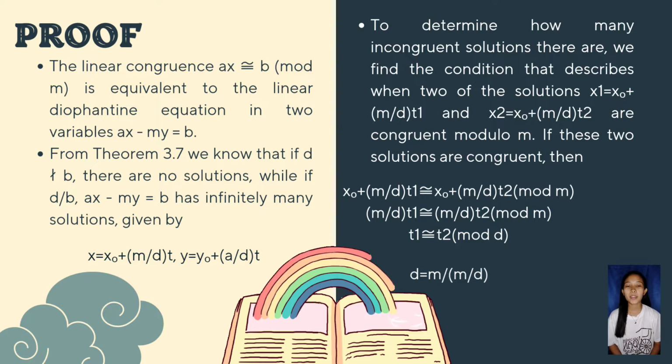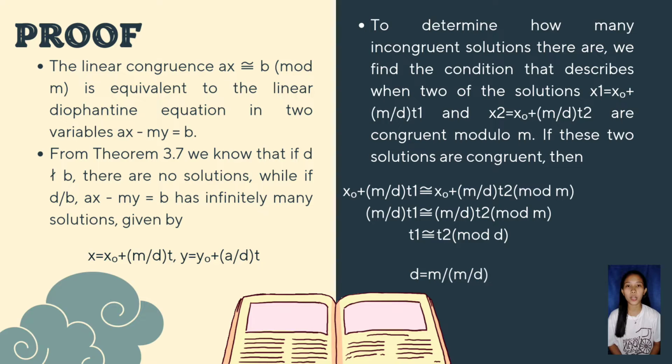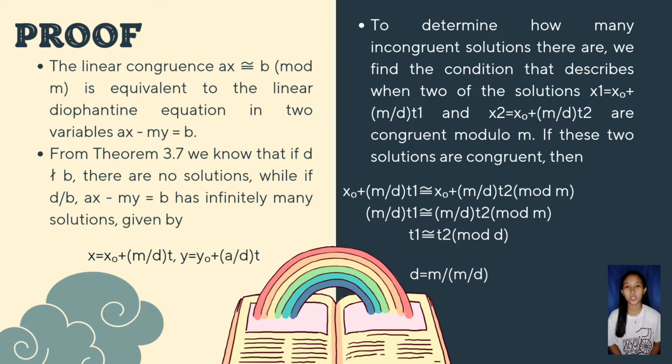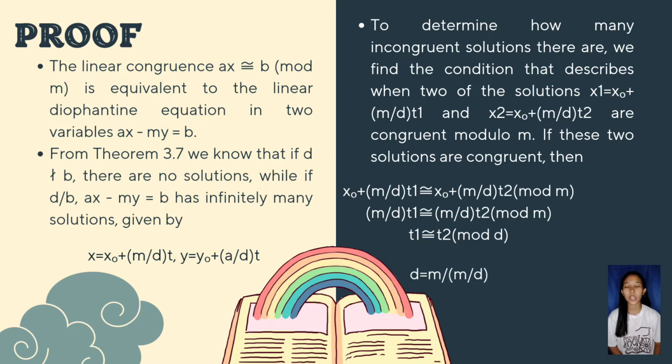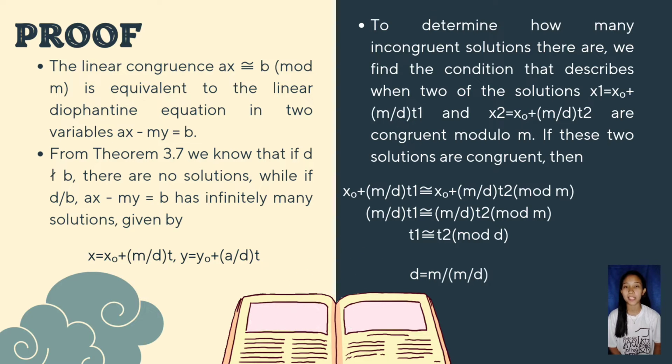Now, (m, m/d) = m/d. Since (m/d)/m, by Theorem 3.2 in the previous lesson, we see that t1 ≡ t2 (mod d). This shows that a complete set of incongruent solutions is obtained by taking x = x0 + (m/d)t, where t ranges through a complete system of residues modulo d. One such set is given by x = x0 + (m/d)t, where t = 0, 1, 2, 3, and so on.